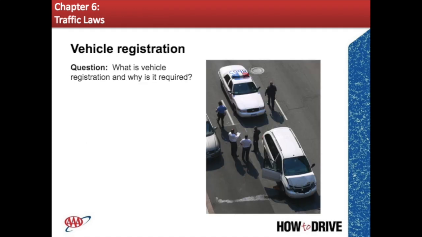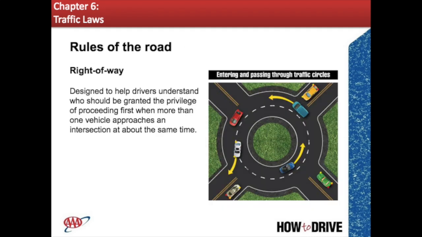Now we have vehicle registration. A motor vehicle must be re-registered periodically, typically every 1 to 4 years, with the appropriate state agency. In states with mandatory liability insurance laws, the name of the insurance company that insures the driver must be provided. At the time of registration, the owner, depending on the state, receives 1 or 2 license plates or tags and a registration card. Now we have the rules of the road.